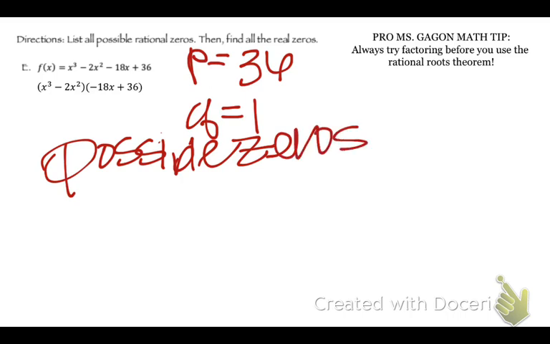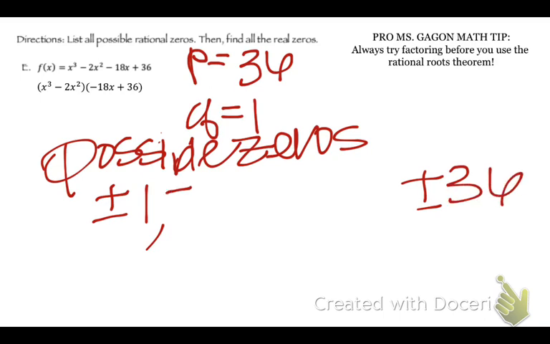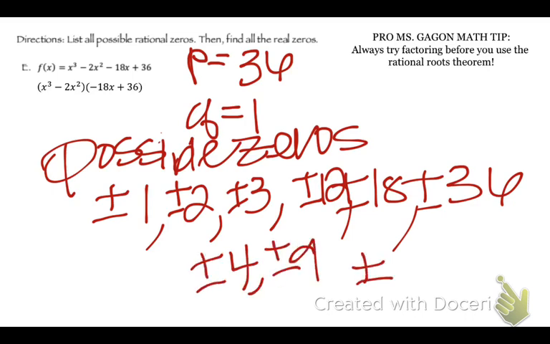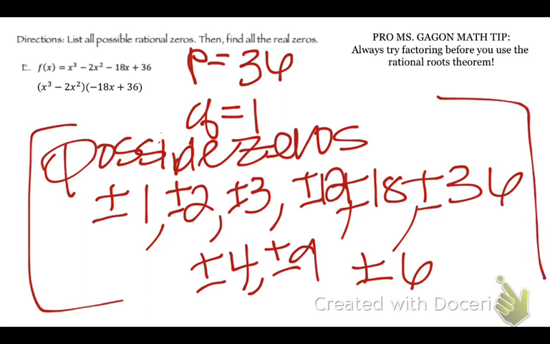that's going to be plus or minus 1, and plus or minus 36, plus or minus 2 and 18, 3 and 12, I'm running out of room because I write too big, 4 and 9, plus or minus, and then also 6. Okay, so make sure you write down the possible zeros as well.